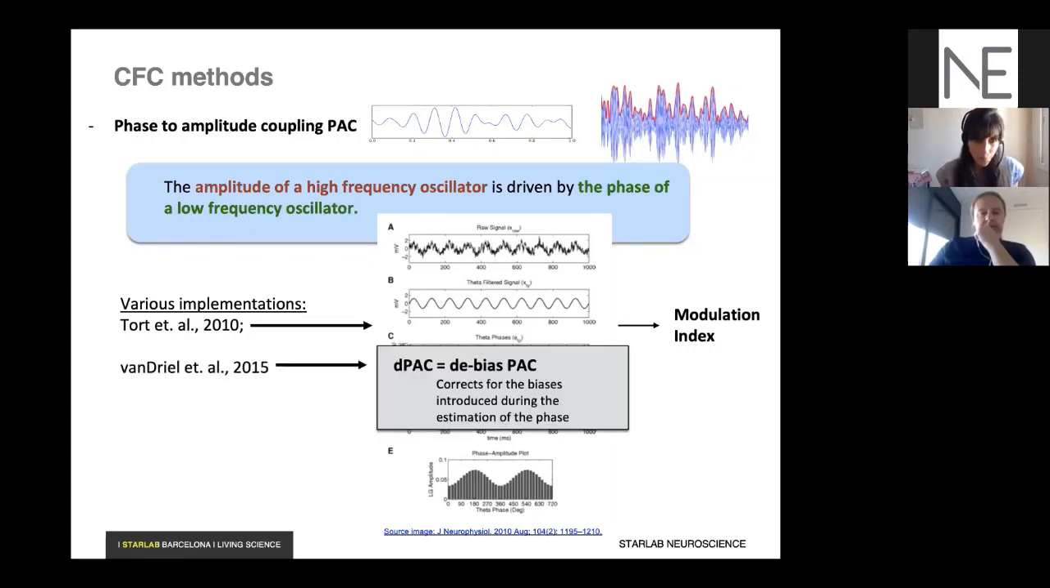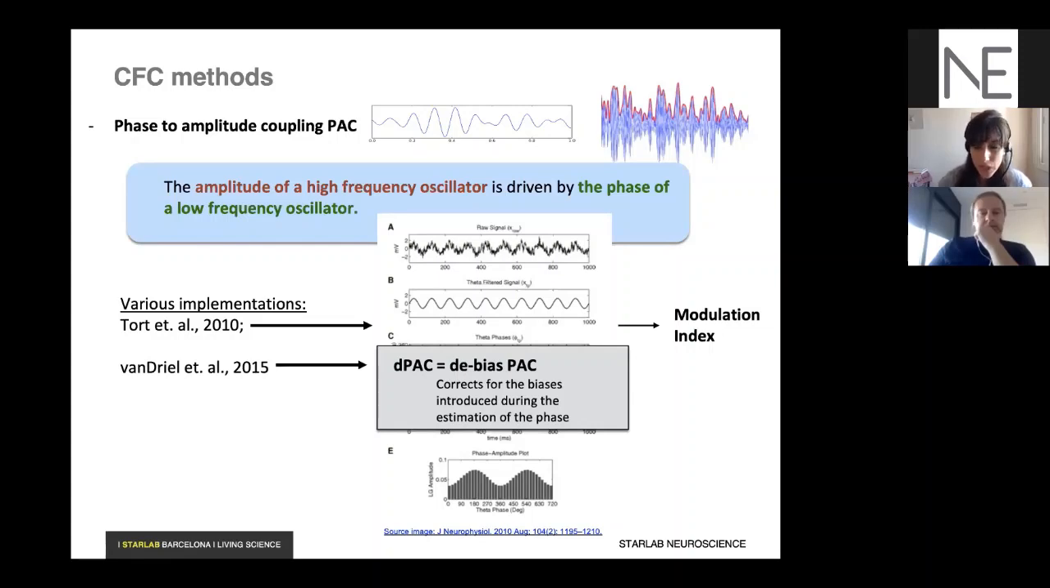However, Van Driel et al. in 2015 introduced another metric, which they called the dPAC, from debiasing PAC, because they noticed that when you try to estimate the Hilbert transform, especially the phase from the Hilbert transform, as Hilbert himself says in his original paper, you need to have narrow band signals.